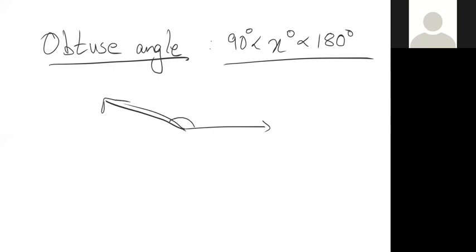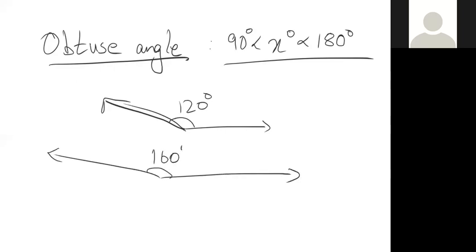And let's say this is 120 degree, or you have a point and this goes here. We can say this is approximately 160 degree. Okay, these both are obtuse angles. So we know an obtuse angle.